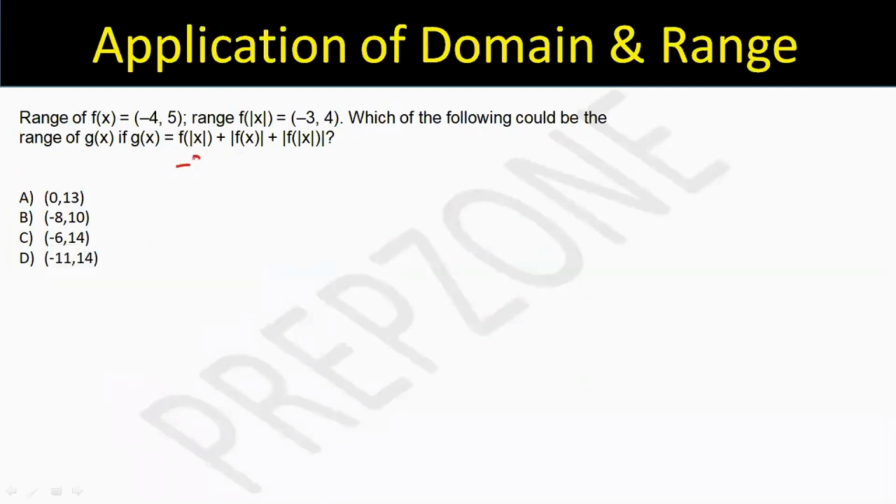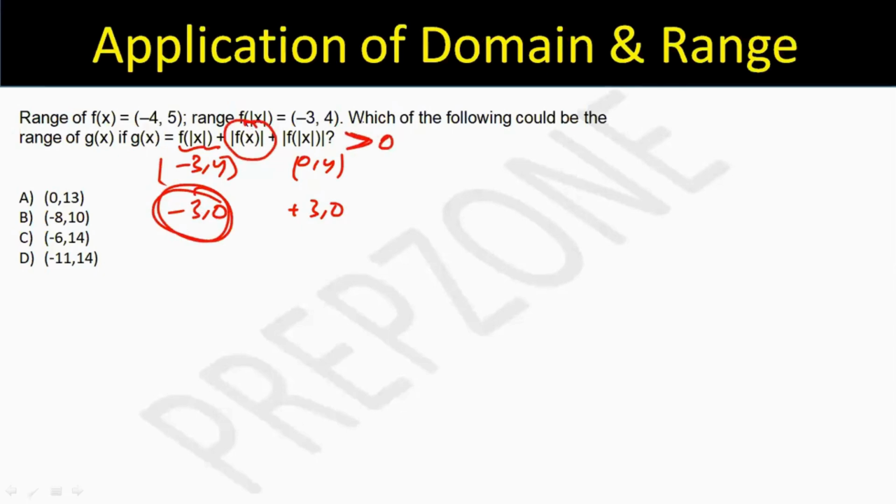f of mod x is -3 to 4, and this is 0 to 4, right? But now what I'm saying is, when f of mod x is -3 to 0, then this mod of f of mod x will be +3 to 0, because it will be exactly the opposite, right? So however negative this is, this positive term will always cancel it. So f of mod x plus mod of f of mod x will always be 0 whenever the range -3 to 0 comes. And this is a positive term, which means this value will always be positive. It can never be negative.